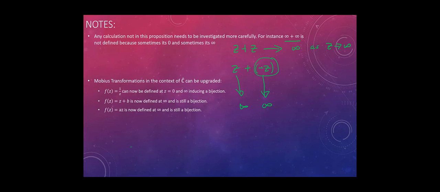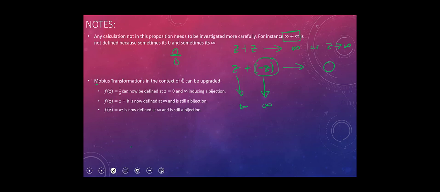Okay. However, if you took the limit of z plus minus z as z goes to infinity, you actually get 0. Okay. So in any case, because of instances like this, you can't actually define infinity plus infinity. So whenever you have a situation where it's infinity plus infinity, you have to be really, really careful about it. Other things you have to worry about, 0 over 0, you gotta investigate that a little bit more carefully as well. Okay.